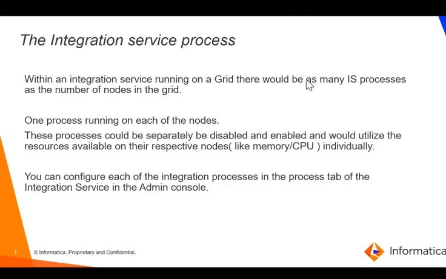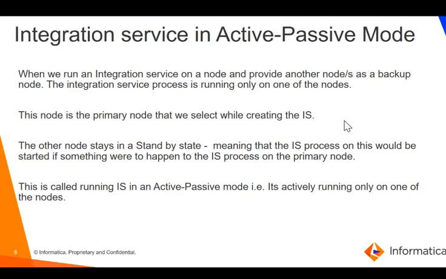So an integration service that is running on just a node is actually running on active passive nodes. What happens is we provide one node as the primary node, and that is the node on which the integration service will always try to come up when you enable the integration service from the admin console or via a command line. It will always try to come up first on that primary node, and if it is not able to, then it goes for the other nodes.